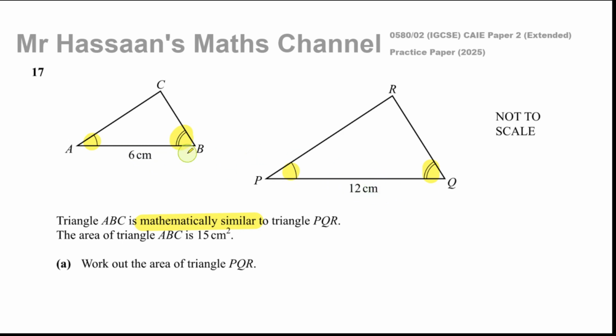So you can see that in terms of length, this bigger triangle is twice, in terms of scale factor, the smaller one. And we know that the area of triangle ABC, which is the smaller triangle here, is 15 centimeters squared. And we want to find the area of the bigger triangle. All right, so that's what we have to do.